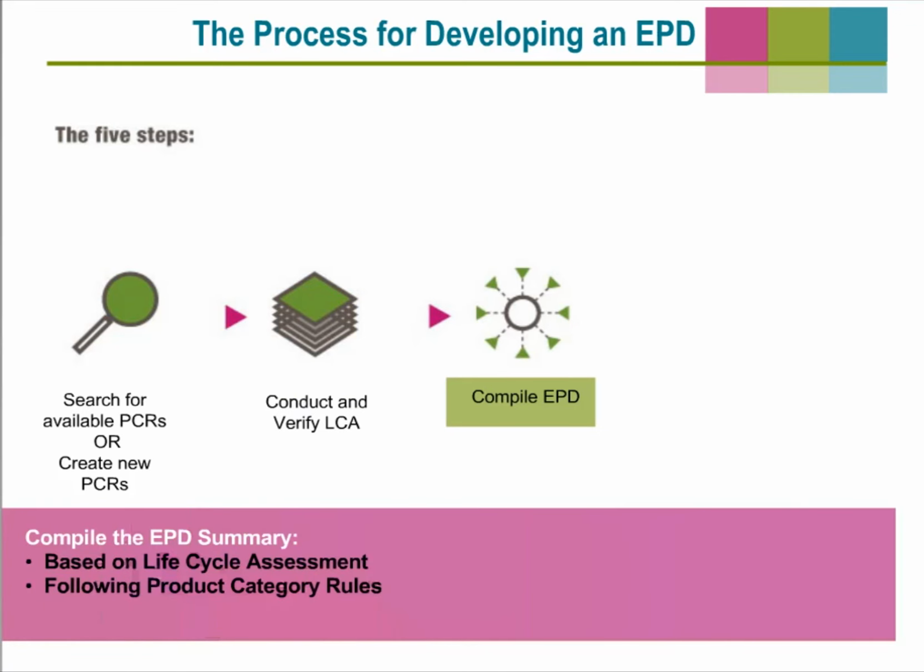Next, an EPD has to be compiled. Once the applicable product category rule has been identified and a life cycle assessment has been completed and verified, an environmental product declaration can be prepared.